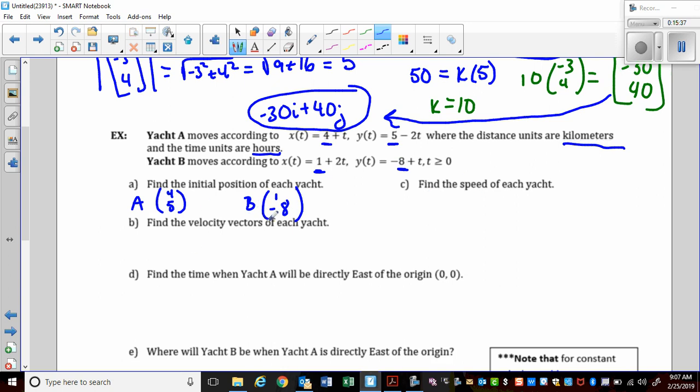Find the velocity vector of each yacht. So those are going to be the ones with the t's. My velocity vector for A is 1, if there's no number by that t, there's 1, and -2. And B is 2, 1.